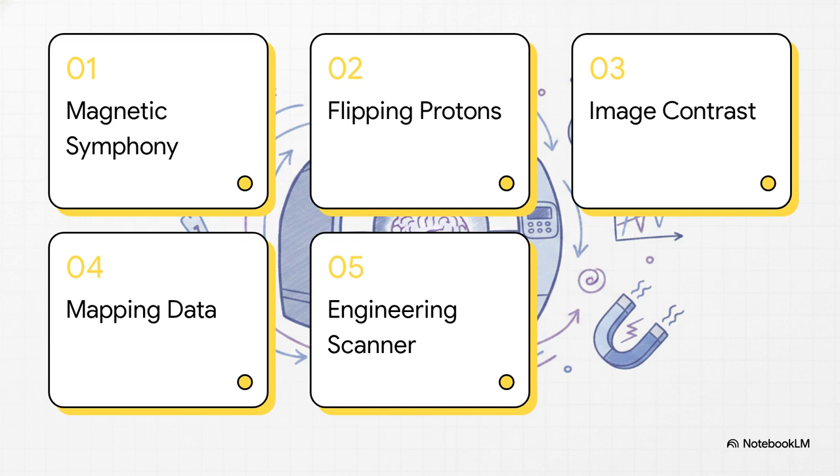First, the magnetic symphony. Second, flipping the protons. Third, creating image contrast. Fourth, mapping the invisible data. And finally, engineering the scanner.